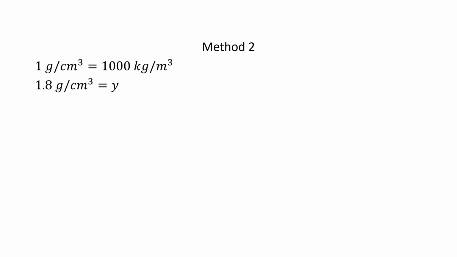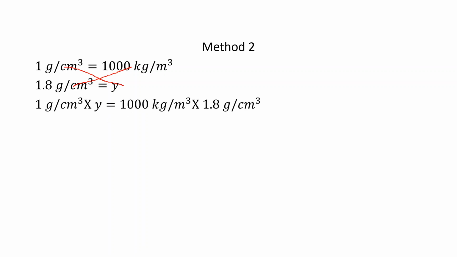You don't know, so you use a variable y. Then you do your cross multiplication like this. So it means 1 gram per centimeter cube multiplied by y equals 1,000 kilogram per meter cube times 1.8 gram per centimeter cube. So that's what I've explained below.